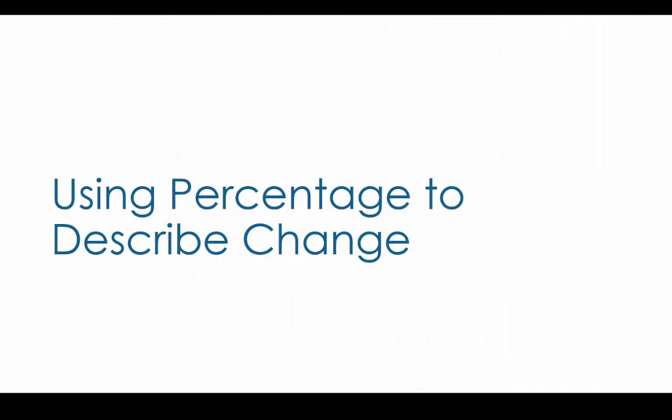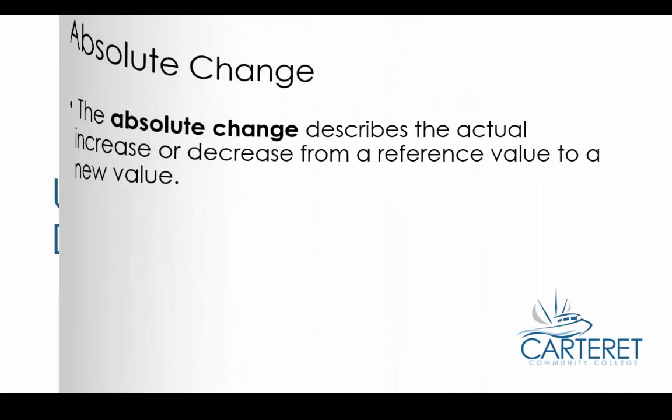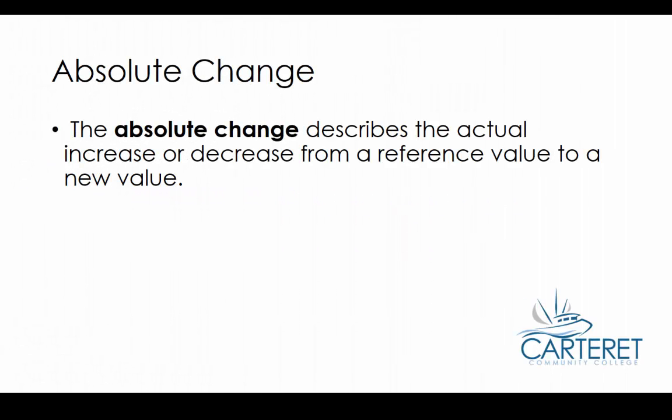Percentages are often used to describe how quantities change with time. We can express change in two basic ways: absolute change and relative change. The absolute change describes the actual increase or decrease from a reference value to a new value. The absolute change will always have a specific unit attached to it, such as feet, inches, population, square miles, etc. It can be calculated by taking the new value and subtracting the reference value.